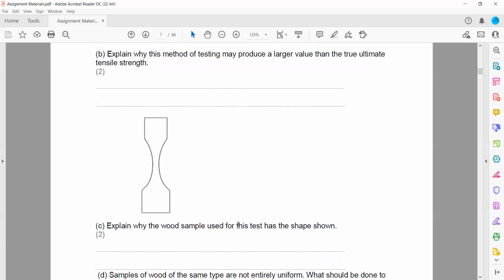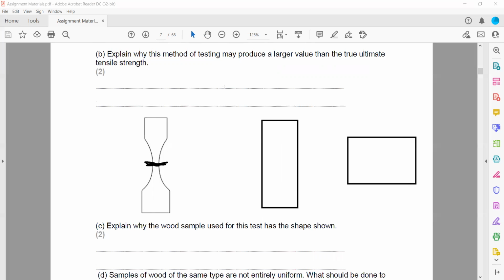Explain why the wood sample used for this test has this shape. So what is the reason why we use this shape? So that it can break at a certain point. Like this will be the breaking point. Otherwise, what happens if it was a cylindrical object or a rectangular object? It can break from any point. We will not be sure which point it will break at when we add a load.